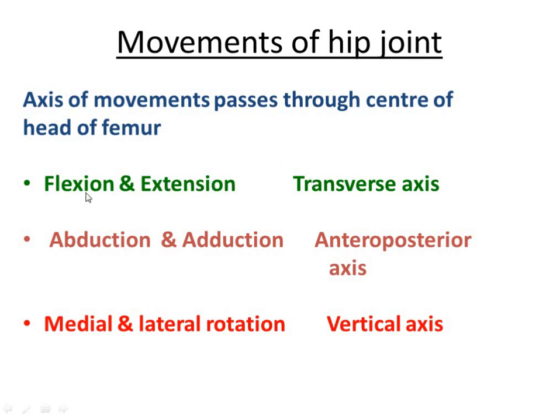Flexion of the hip joint is when you bend the hip joint and take the front of thigh towards the anterior abdominal wall. Extension is when you take the thigh backwards, as in walking or standing from the sitting position.